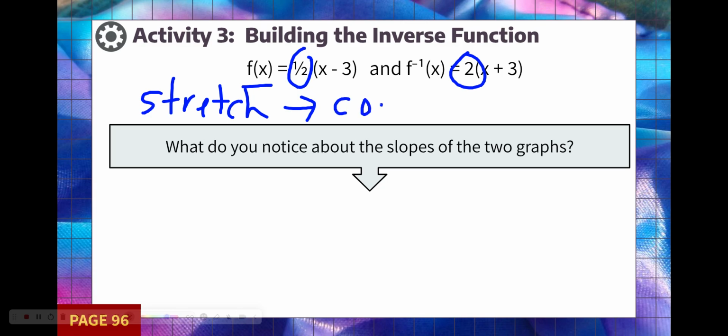Now, a compress has an inverse of a stretch. You see that? If it is a stretch, the inverse of that would be a compress. If the given is a stretch, then your inverse is a compression. Make sense? Alright. Now, look what happened here.